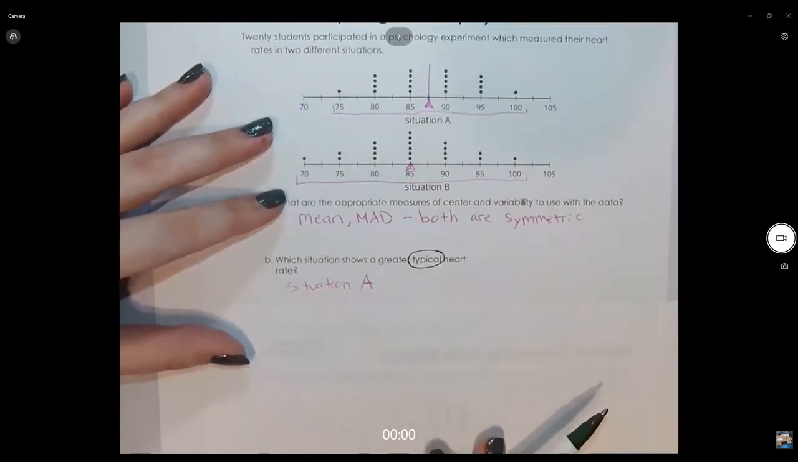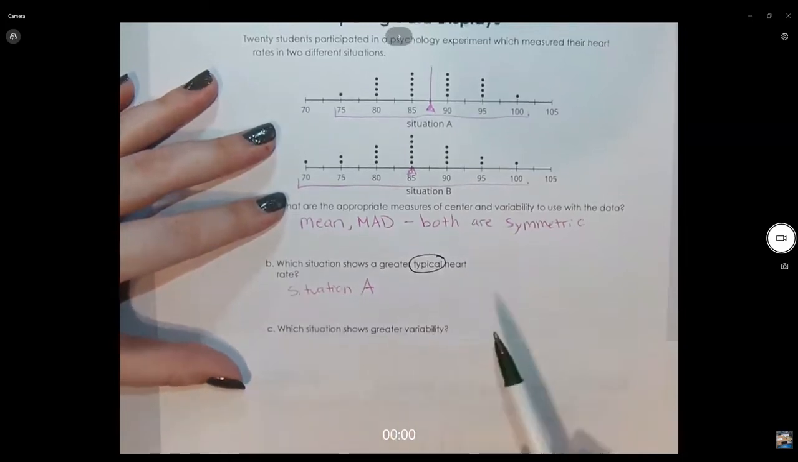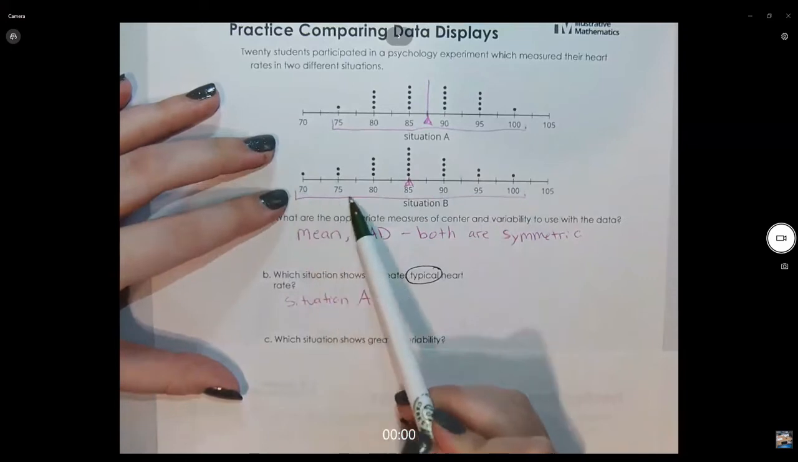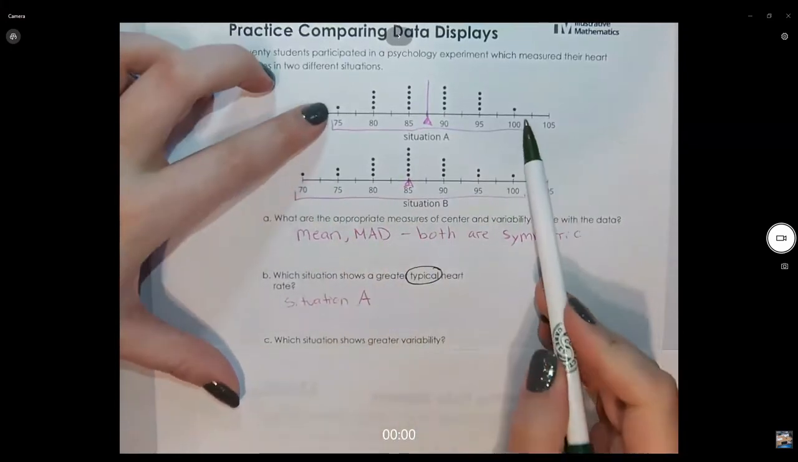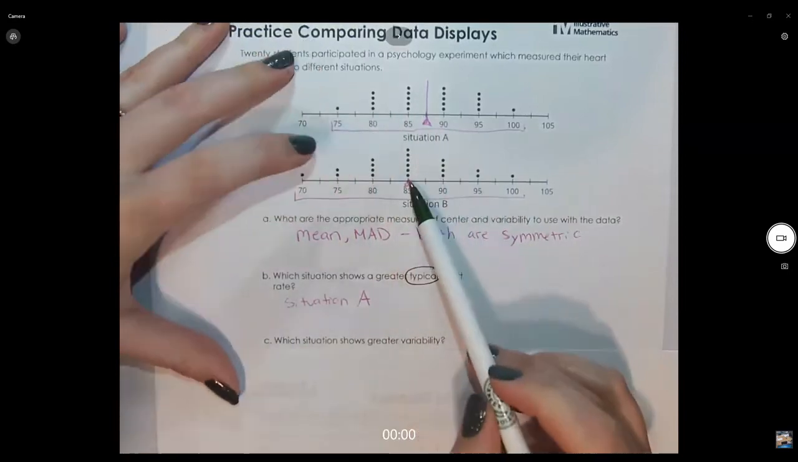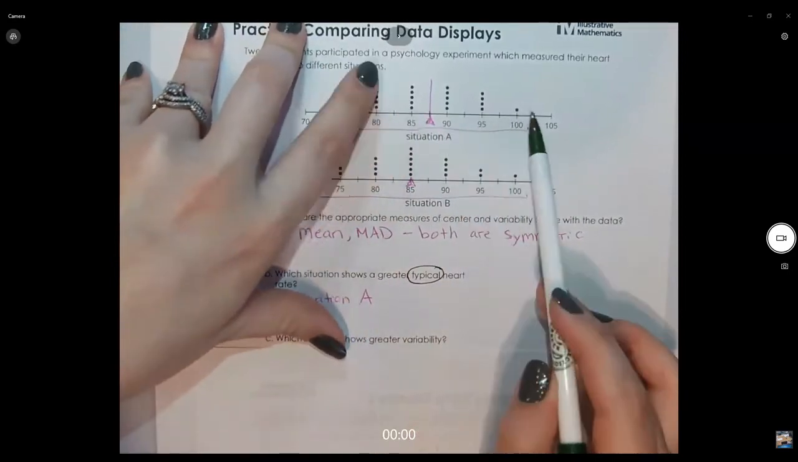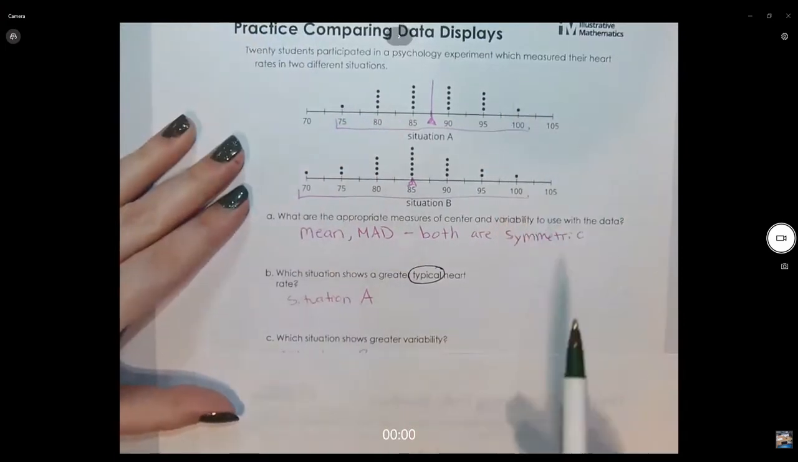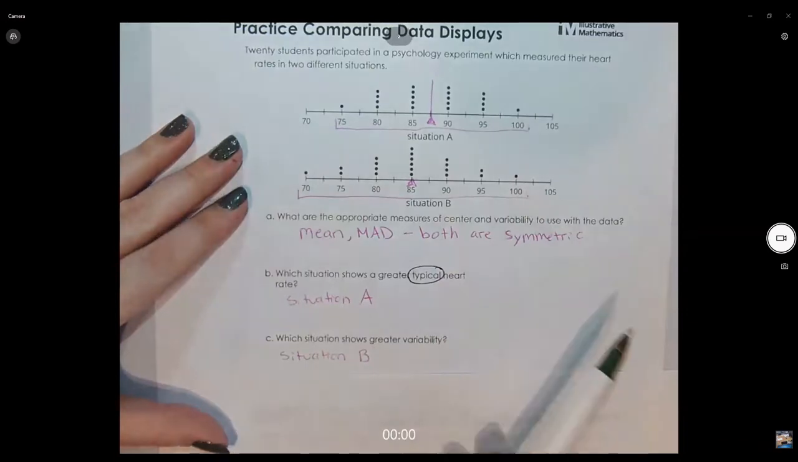The next question says, which situation shows greater variability? You can see I've drawn here that the spread for this one is larger than the spread for this one, which means the data points are further away from the mean here and a little bit closer to the mean here. So the greater variability is the one that's further away, so that would be situation B.